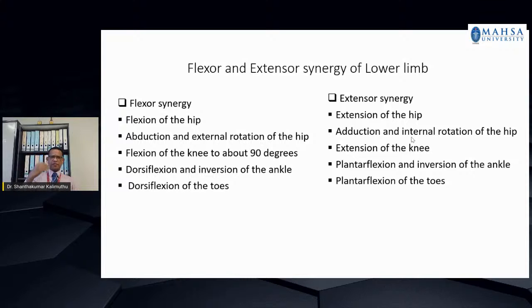Instruct the patient to flex the hip, and automatically you'll see abduction, external rotation of the hip, flexion of the knee, and dorsiflexion with inversion of the ankle happening, and dorsiflexion of the toes. So that is the flexor synergy you'll see in stroke patients. And then for the extensor synergy, you instruct the patient to extend the hip, and you see adduction, internal rotation of the hip, extension of the knee, plantar flexion, inversion of the ankle, and plantar flexion of the toes. You can also put your hand under the toes or support the plantar surface of the patient to push against your hand, so you will be able to check whether the extensor synergy is complete or not. In the same way, you can put your hand on the dorsum and evaluate the flexor synergy.